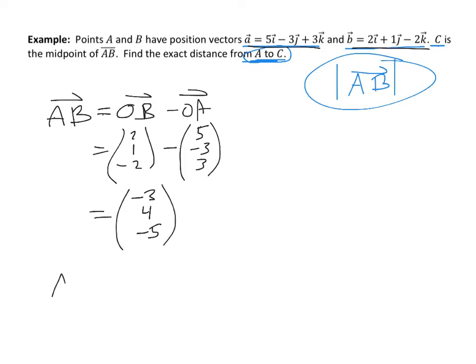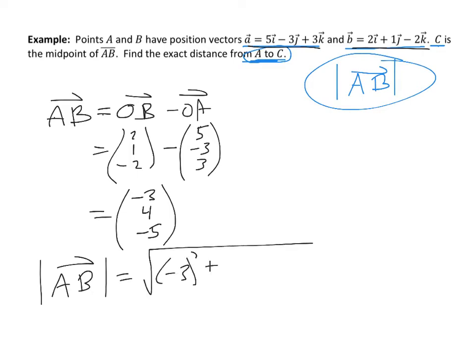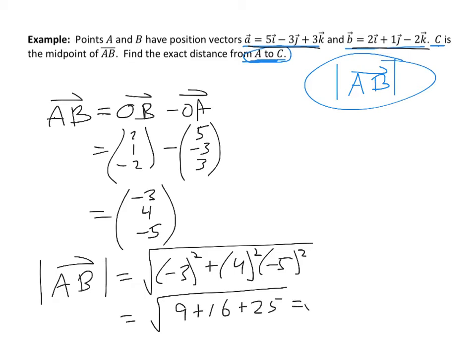And so if I now want to find the magnitude of AB, I just need to do the square root of negative 3 squared plus 4 squared plus negative 5 squared. That's the square root of 9 plus 16 plus 25, which is the square root of 50, which could be simplified further into 5 times the square root of 2.